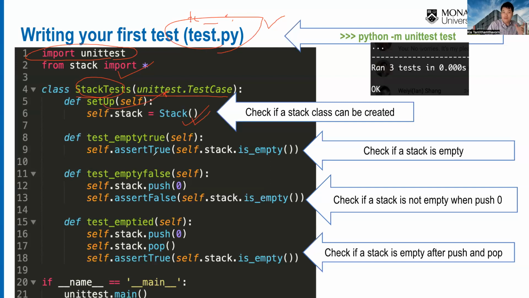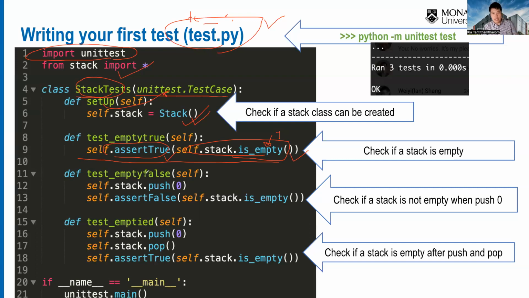Then we assert the first one. Whether when we create, right, it should be empty. Then we test. That's the first test case. We want to check if a stack is empty or not. So self.stack.is empty, and it should return true, right? So that's why we use the self.assert true here. So we expect after calling this method, it should return true, and we want to assert whether the expected output here is actually true or not. So that's why we use the assert true. Okay, now that's good.